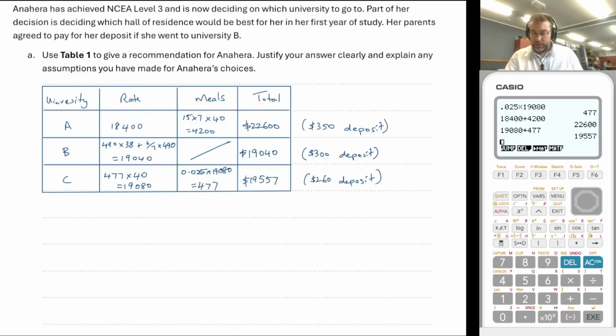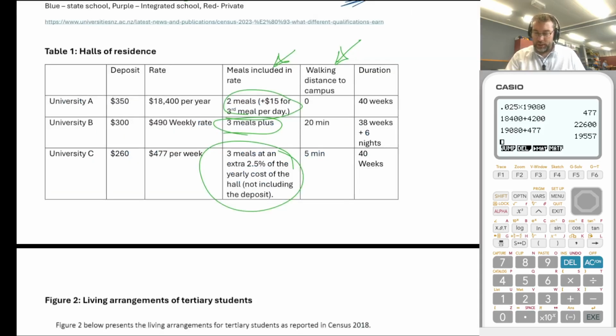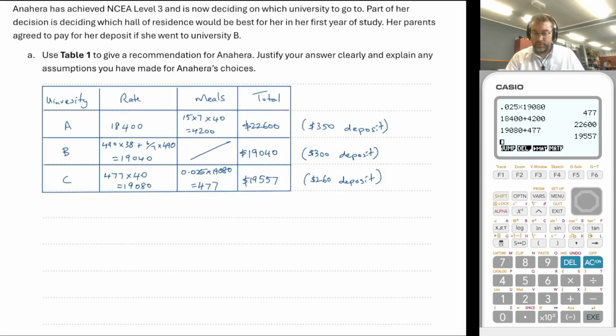So cost-wise, we can see quite clearly that University B is better by a little over $500 from University C. But if we look at the walking distance, University B has a 20-minute walk and University C has a 5-minute walk. So I'm going to make a couple of statements that say exactly those sort of things.